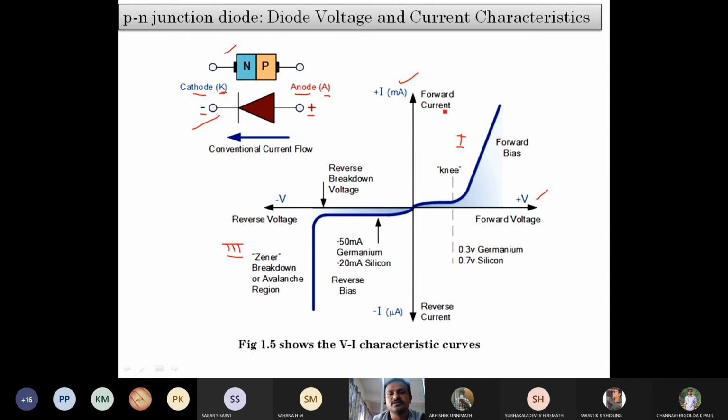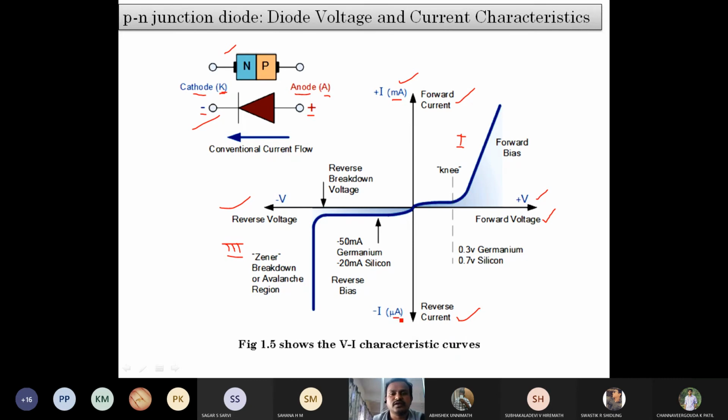So the current in the forward bias is labeled as forward current, and the voltage measured across the diode when it is in forward bias is called forward voltage. Similarly, when it is in reverse bias, the voltage observed in the device is reverse voltage. The current it conducts is reverse current. Okay, so you can observe the measurements.